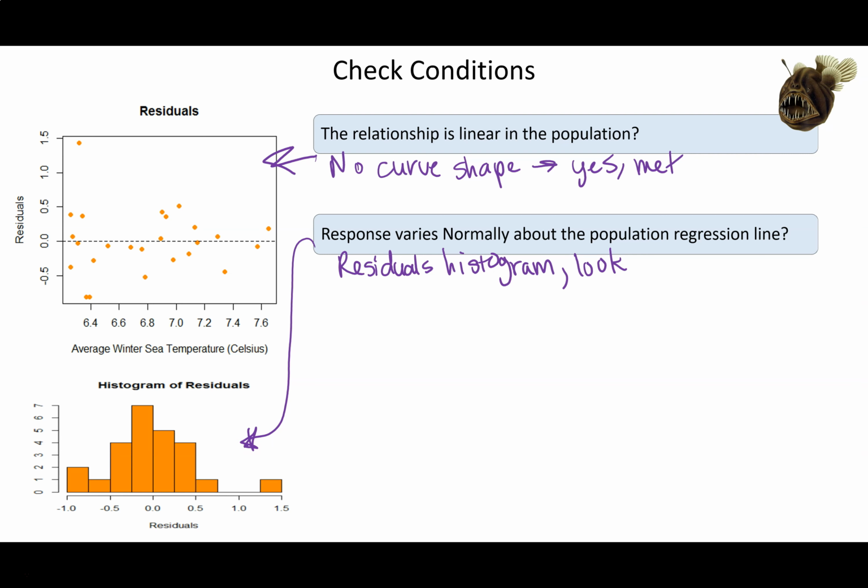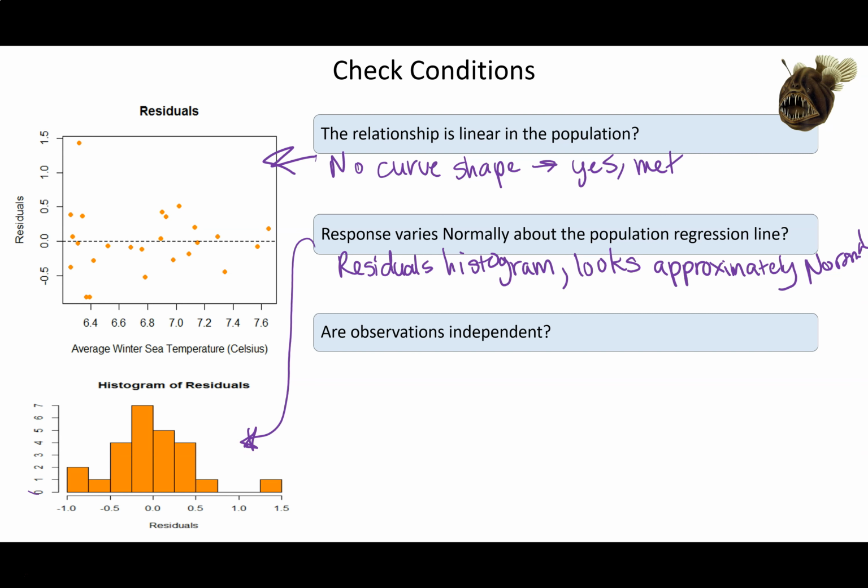We usually use a normal QQ plot, which I will show you in the next slide. Normal. So it would be reasonable to say, yeah, that's roughly normal.